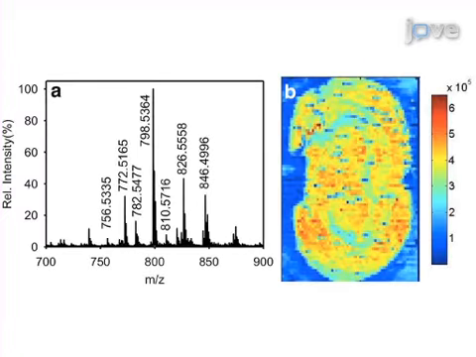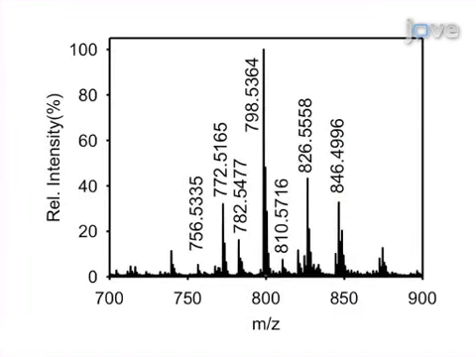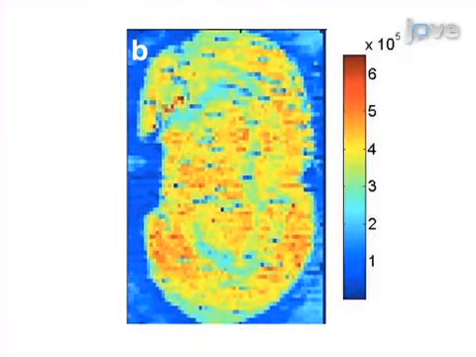Shown here is a representative spectrum obtained in the positive mode from an untreated rat brain section. In the positive mode, the mass spectrum is dominated by phosphatidylcholines due to their high ionization efficiencies, which are attributed to the positively charged quaternary ammonium group. In addition, the total ion image of the tissue section shows an abundant signal across the entire brain section.